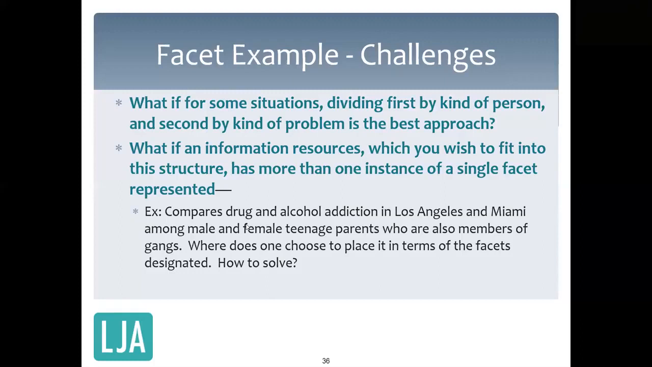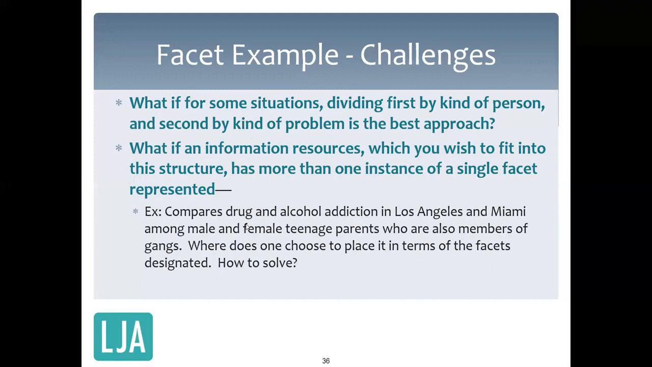If you are a library that has collected, here as an example, we have drug and alcohol addiction in Los Angeles and in Miami among female and male teenage parents who are also members of gangs. So we have two different groups of people. We have genders. Well, actually, we have multiple groups of people, right? We have potential addicts, so potentially people who have drug addiction issues, and then alcohol addiction. So two different addictions in that way.